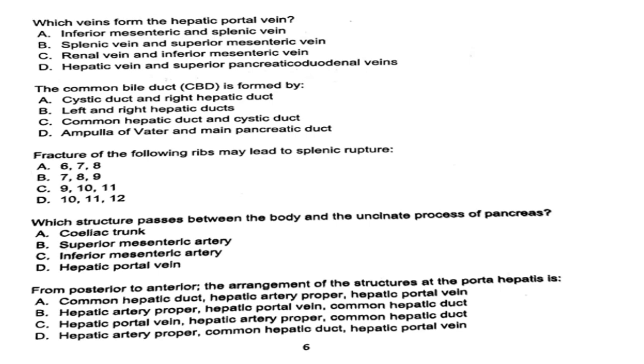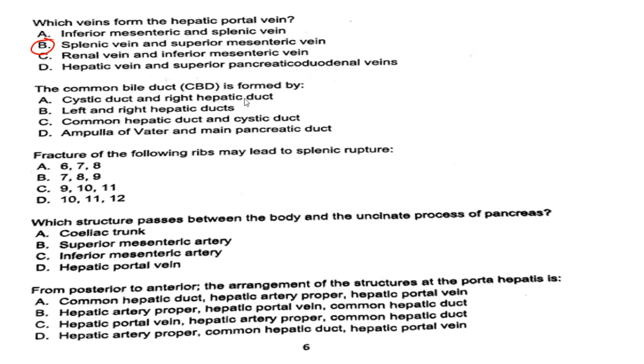Which vein forms the hepatic portal vein? A. We have the inferior mesenteric and splenic vein. B. We have splenic vein and superior mesenteric vein. C. We have the renal vein and inferior mesenteric vein. D. We have hepatic vein and superior pancreaticoduodenal vein. So the answer here is just B, which is the splenic vein and the superior mesenteric vein.